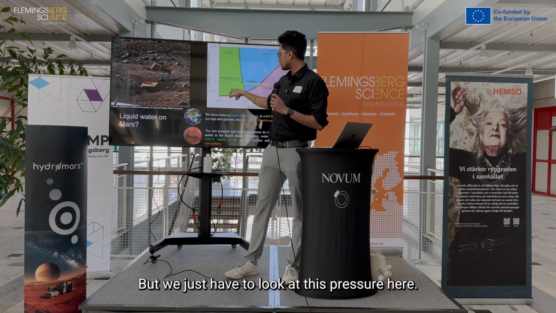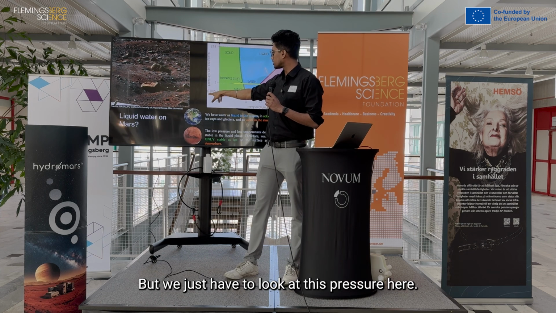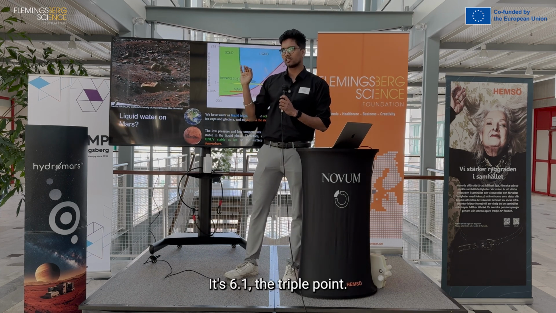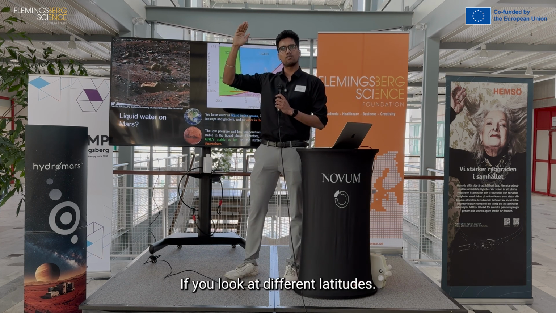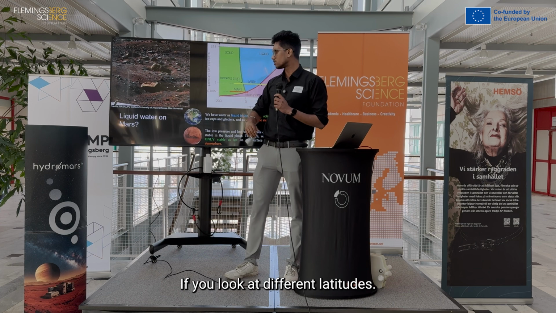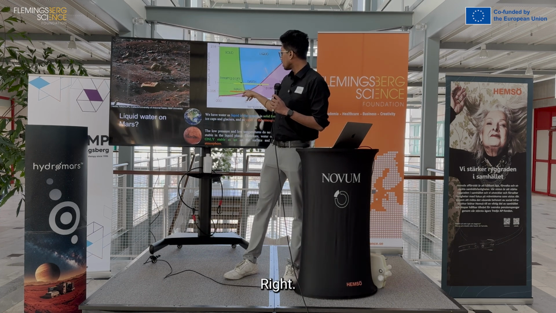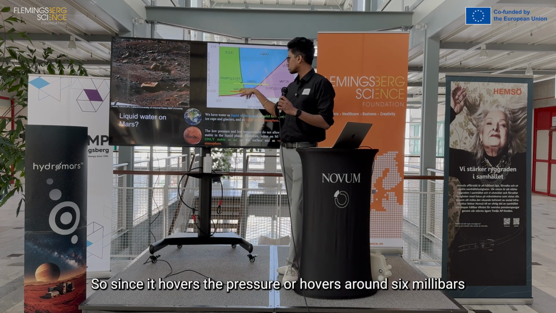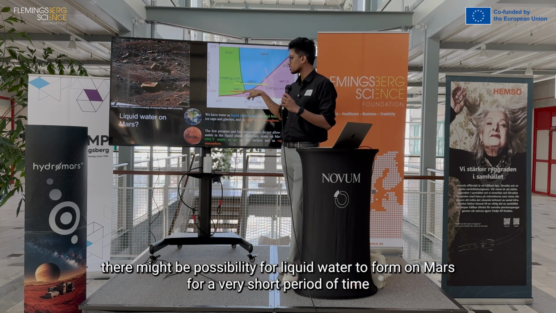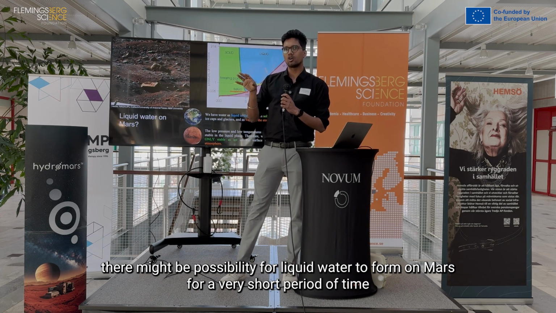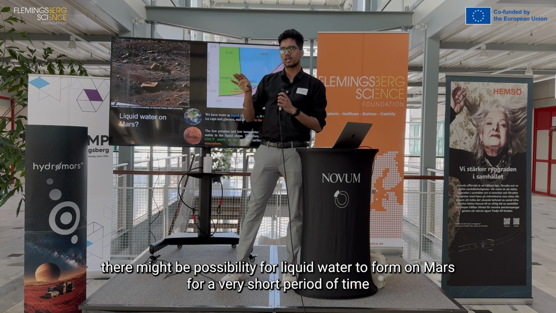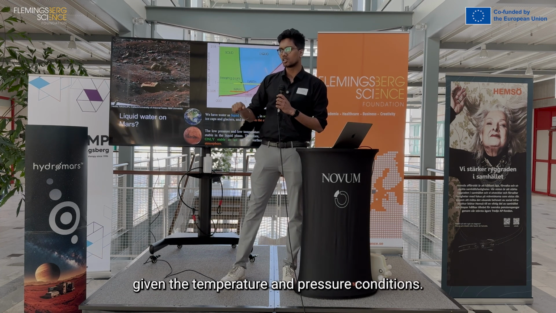But we just have to look at the pressure here. It's 6.1 millibars, the triple point. The pressure on Mars also varies from 6.1 millibars to 10 millibars at different latitudes. Since the pressure hovers around 6 millibars, there might be a possibility for liquid water to form on Mars for a very, very short period of time given the temperature and pressure conditions.